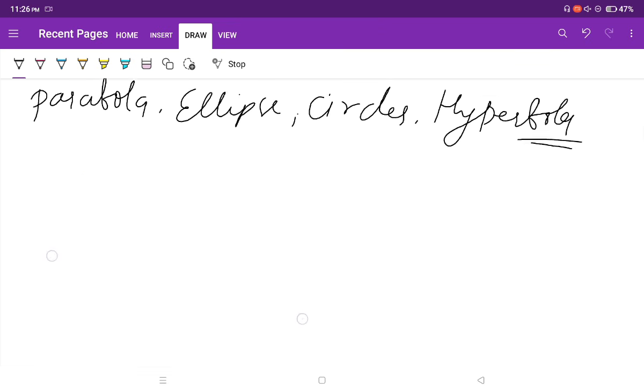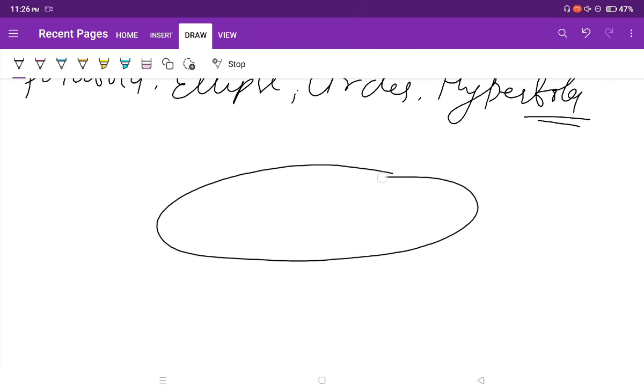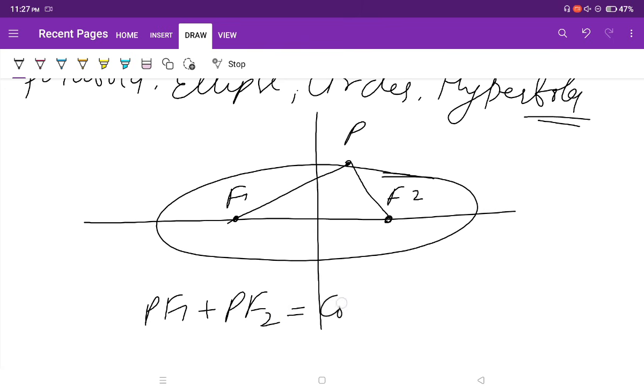Now to understand hyperbola, we have seen ellipse, right? Consider if this is an ellipse with two foci, say f1, f2, right? And suppose we have a general point P. So this distance Pf1 plus Pf2 was constant, right?